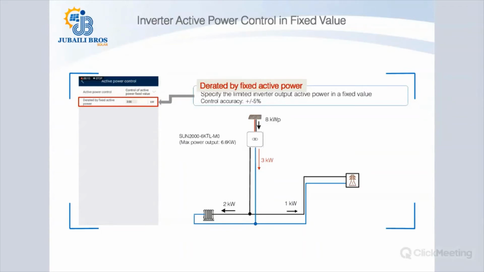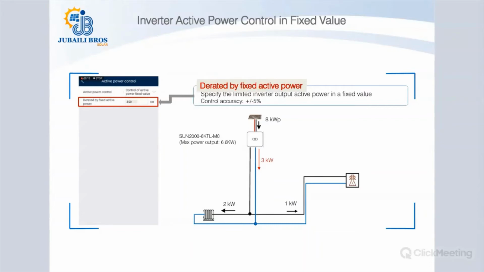In case we have multiple inverters, of course, they will have to be controlled by a dongle. And if they are above 10 units, then they would have to be controlled by a smart logger. And by this, we have completed the active power control options. They are very easy and directly controlled by the mobile application.